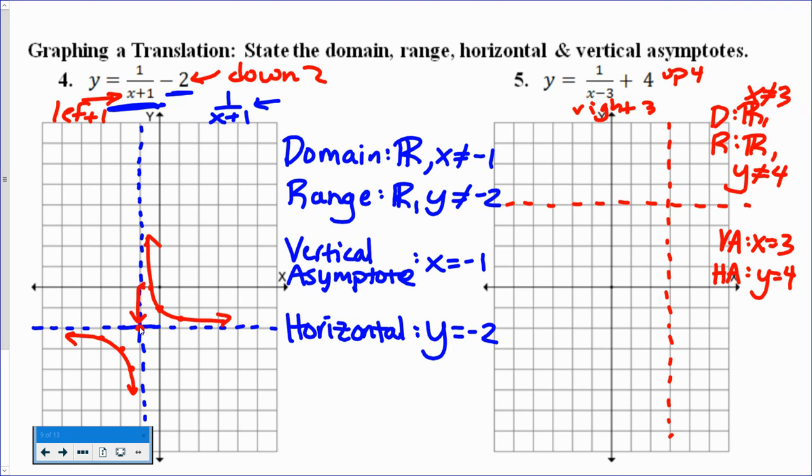And then from here, just like in my last problem, I've got a 1 on top, so I'll go ahead and use the same exact points in the same pattern.